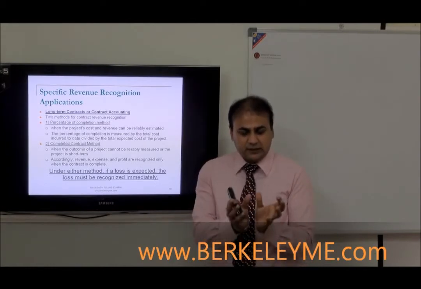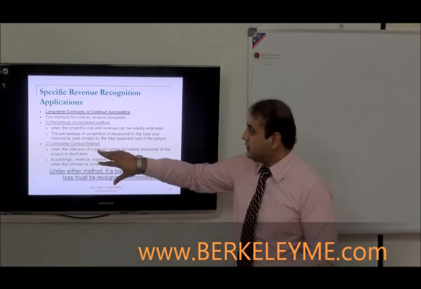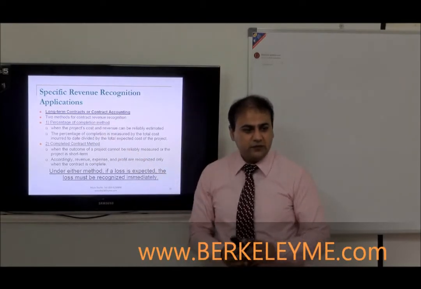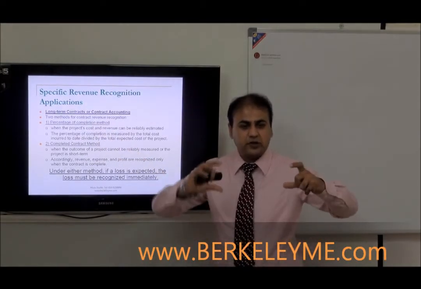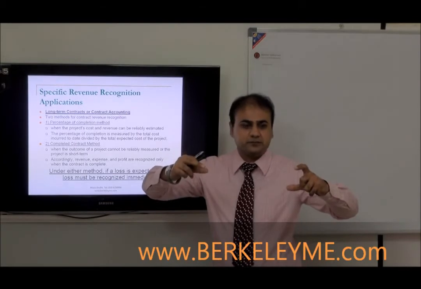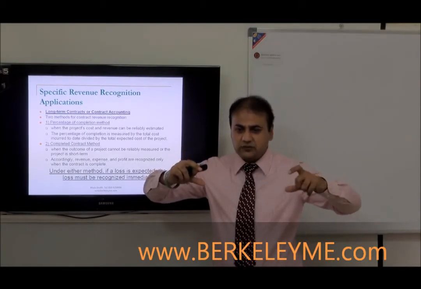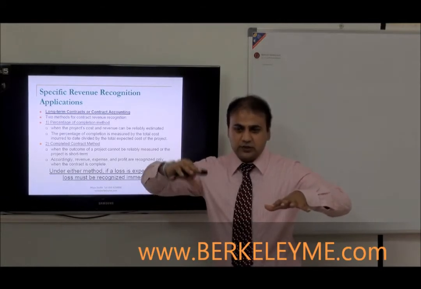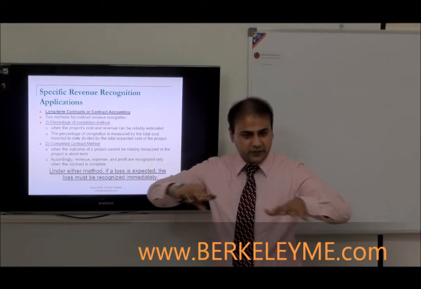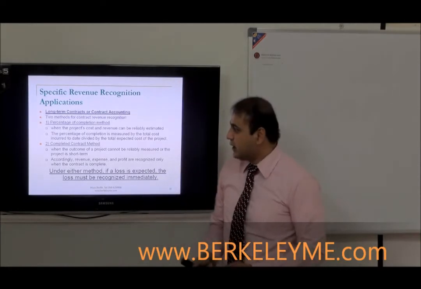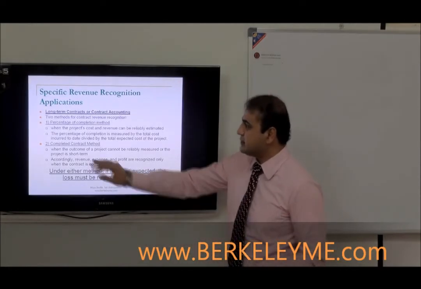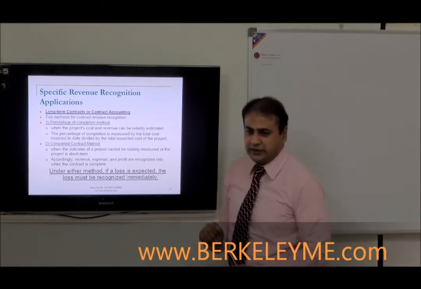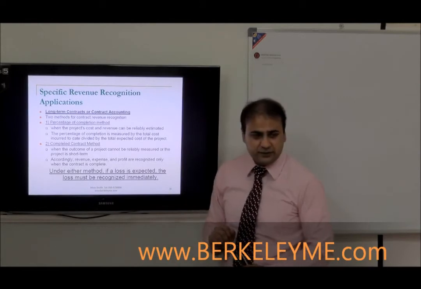One method is called the percentage of completion method. It means if you complete 50%, you record 50% of the income. This is what stage of completion means. If 50% of the project is completed, then you record 50% of the revenue as well. This is one method. Now we will discuss long-term contracts or contract accounting. There are 2 methods for contract revenue recognition. One is the percentage of completion method.